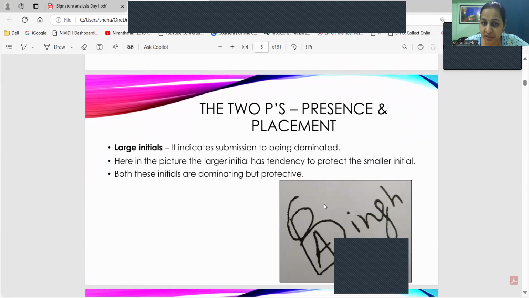This large initials means that the person has completely surrendered themselves to the other person who is dominating them. Here in the picture, the larger initial has a tendency to protect the smaller initial. Both these initials are dominating but are also protective. Now again, being protective for a 40-year-old is a little irritating to the 40-year-old person as well. Being protective and dominating towards a 10-year-old kid is still understood, right?